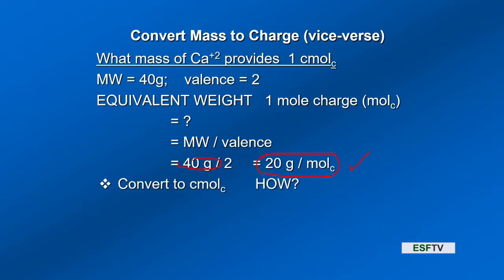Now, we need to get the centimoles of charge. The concentrations that we deal with in the soil are smaller, and we'd like to use whole numbers or simple numbers that aren't several decimal places long. And so let's convert this to centimoles, 20 grams per mole of charge. How do we convert this mole of charge to a centimole of charge? Remember the conversion for centimole is 0.01. It's 2 orders of magnitude smaller.